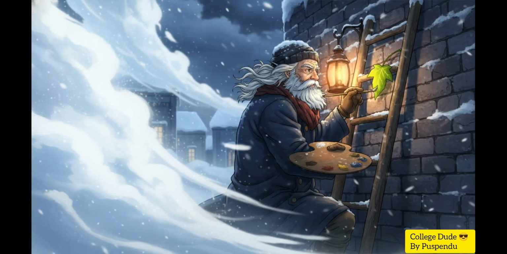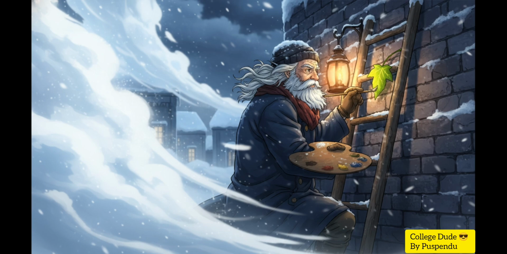But here is the gut punch, the O. Henry ending we talked about. That leaf, it never fluttered in the wind because it wasn't a real leaf at all. Mr. Behrman died of pneumonia in the hospital just 2 days later. Why? Because he was out in that freezing storm all night.